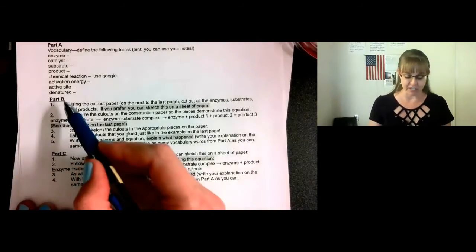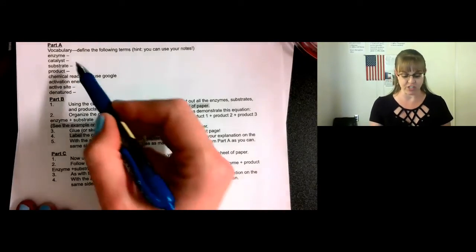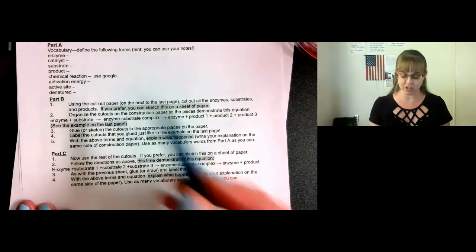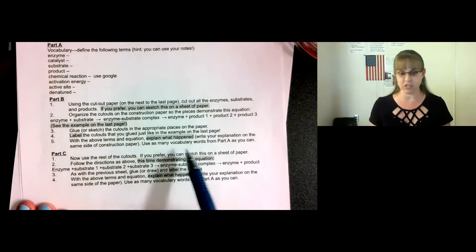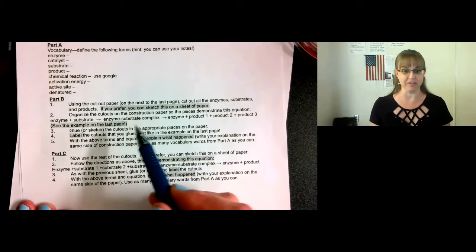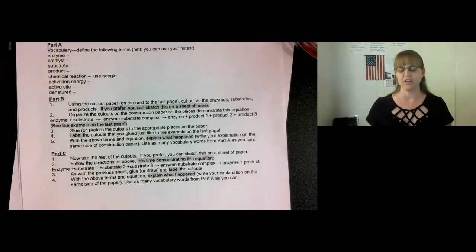Also, don't forget in parts B and C, use the above terms and equation, using as many vocabulary terms as you can, explain what happened, and write your explanation on the paper where you either did your cutout or your sketch. Then, on part C as well, explain what happened using as many vocabulary terms as possible. You'll probably write several sentences.